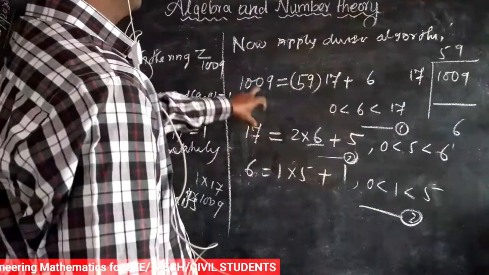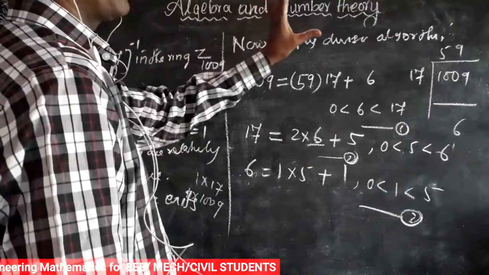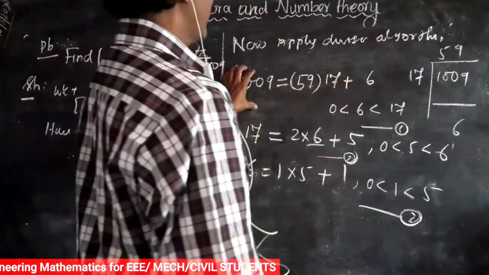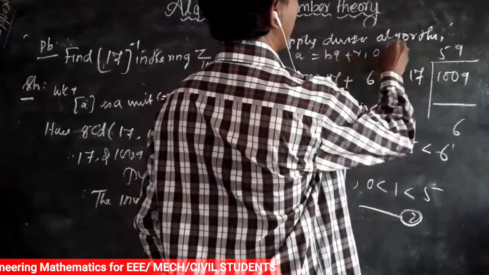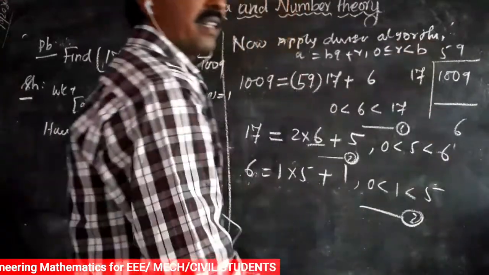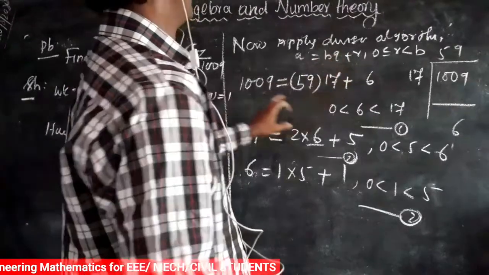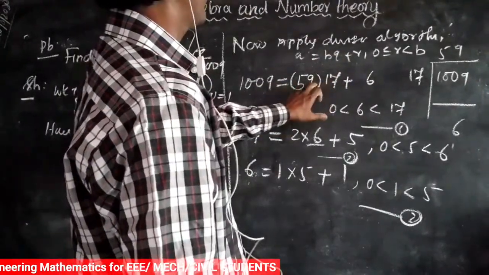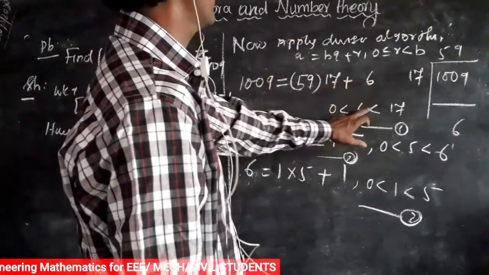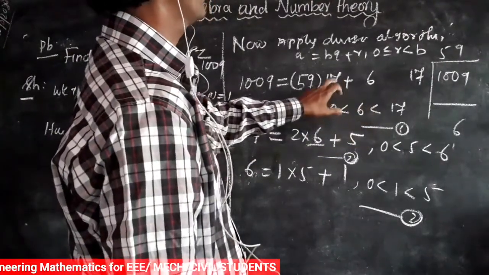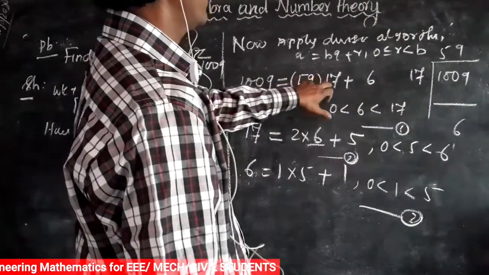Now apply the division algorithm. We divide 1009 by 17, and the quotient is 59 and the remainder is 6. Actually the division algorithm is A equal to BQ plus R, 0 less than or equal to R less than B. Q is the quotient and B is the multiple. So 1009 equals 59 into 17 plus remainder 6, with 0 less than 6 less than 17. This is the quotient 59, and this is the multiple 17.